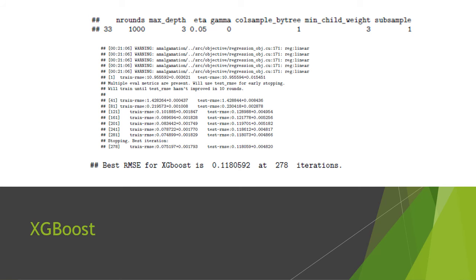It has the capability to do parallel computation, which provides faster computation than the original gradient boosting, hence the word extreme. Cross-validation was performed for parameter tuning using fivefold cross-validation. The best root mean square error for this model was obtained at 0.118 after approximately 278 iterations.